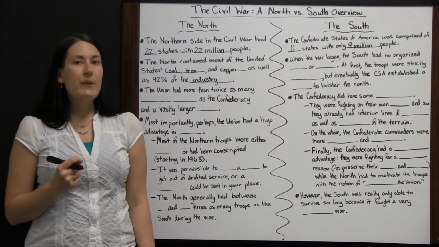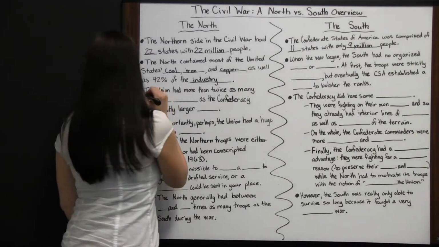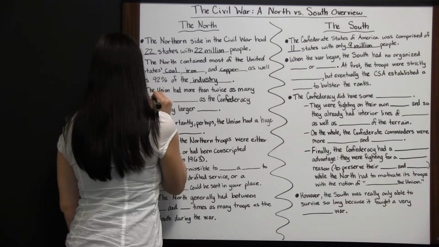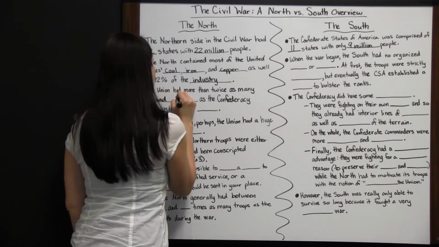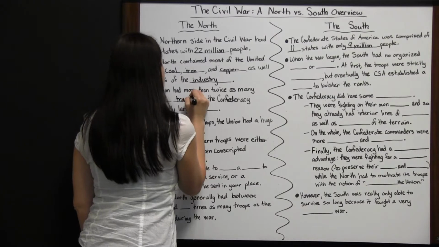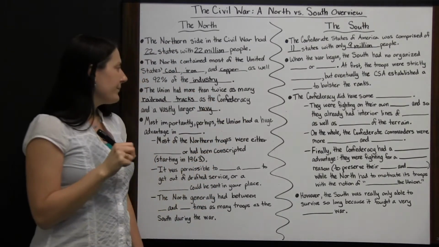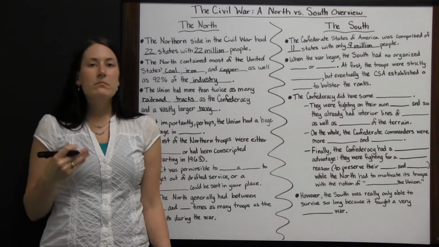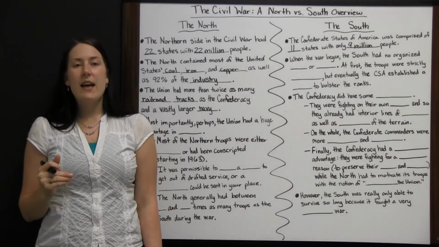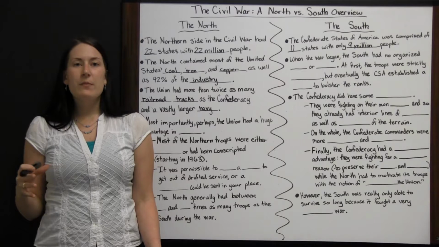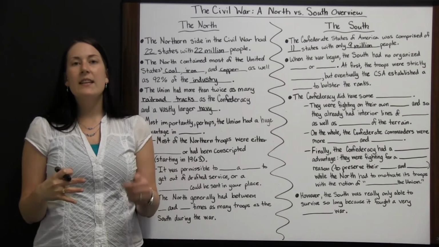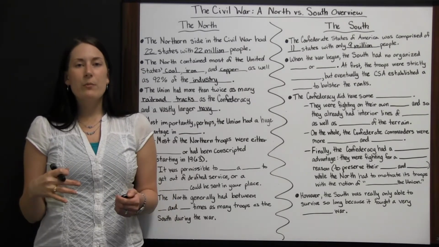The Union had more than twice as many railroad tracks as the Confederacy, and a vastly larger navy. So the Union had twice as many railroad tracks. That meant that the Union was going to be able to be twice as connected. They were going to be able to get to more places quickly.